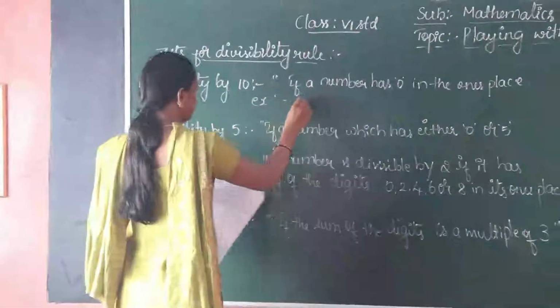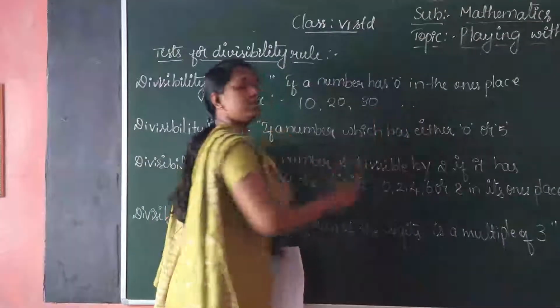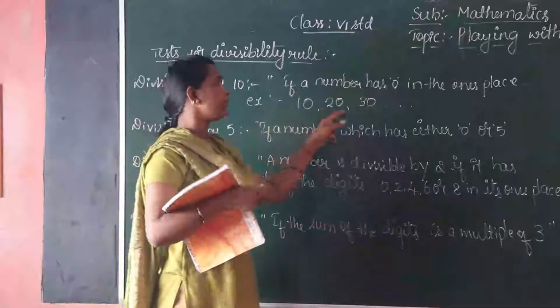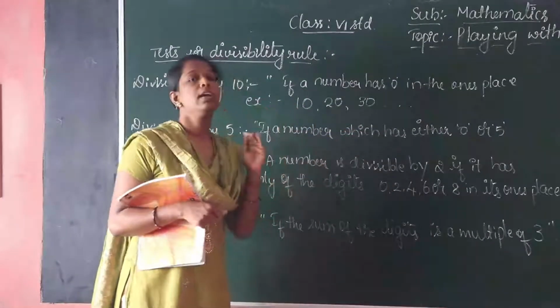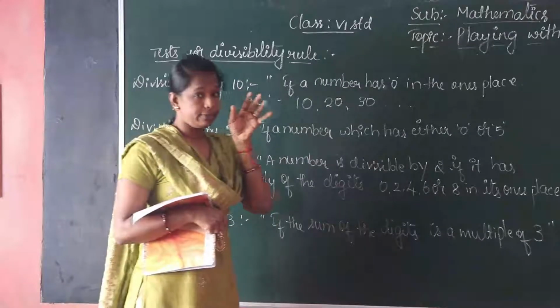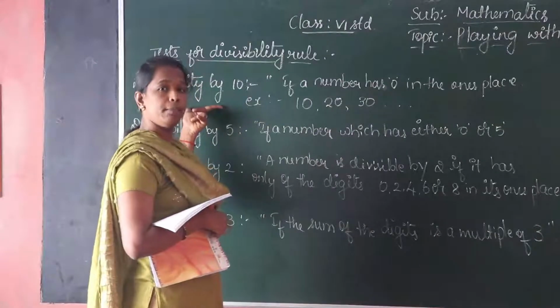For example, 10, 20, 30, and so on. Observe carefully, children: in the unit place, 0 is there. Only if 0 is in the unit place is it applicable for the divisibility by 10.